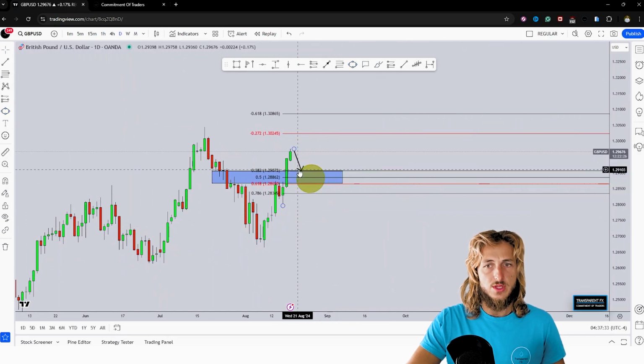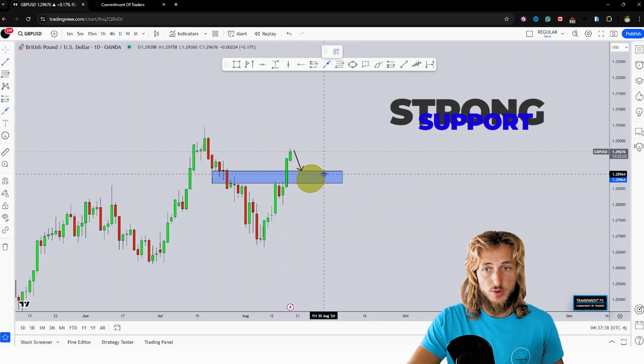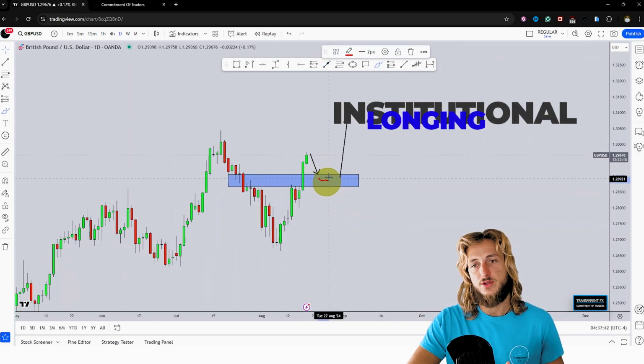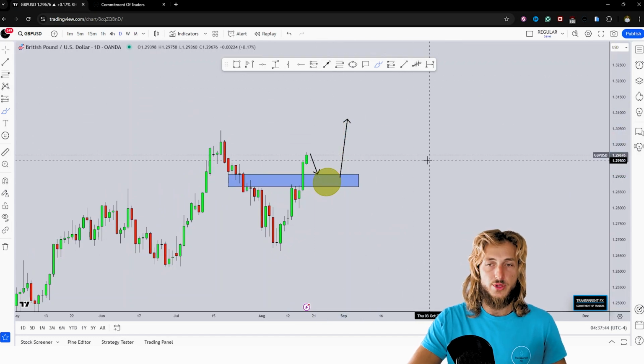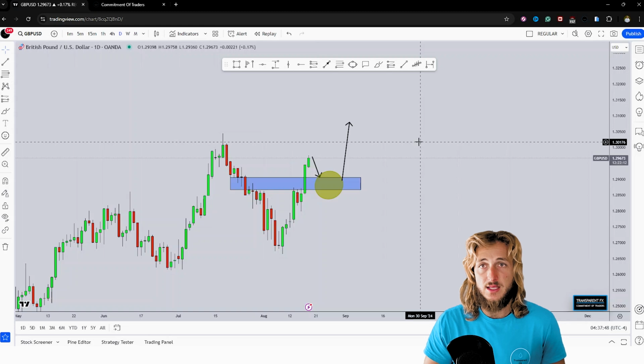So if the market goes and retests this confluence of support, in my opinion, we have good probability of seeing more institutional longing, which at that point could further increase the probabilities of a potential rejection to the upside away from this level. So what would I expect in a situation like this?